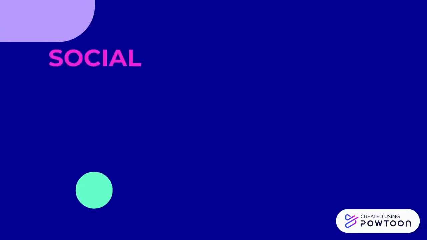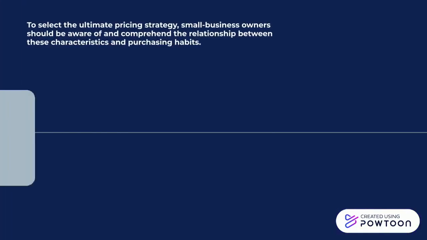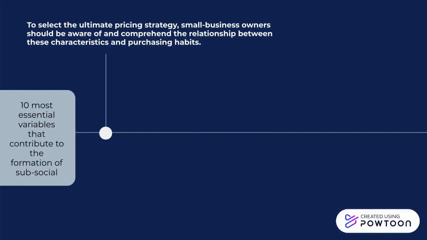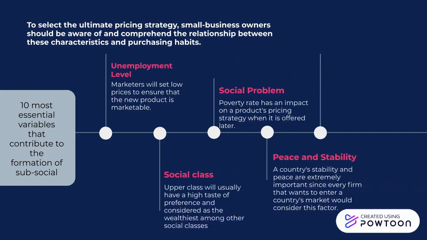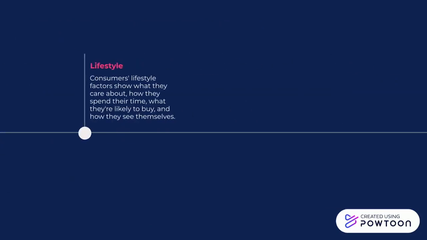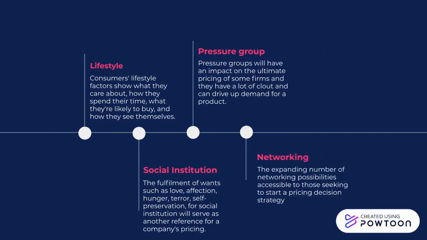On top of that, social factors affect the pricing strategies. The factors are unemployment rate, social problem, power distance, social class, peace and stability, lifestyles, pressure group, social responsibility, social institutions and networking. In addition, to select the ultimate pricing strategy, small business owners should be aware of and comprehend the relationship between these characteristics and purchasing habits. The variables are unemployment level, social problem, power distance, social class, peace and stability. Continuing with lifestyle, social institution, pressure group, networking and social responsibility.